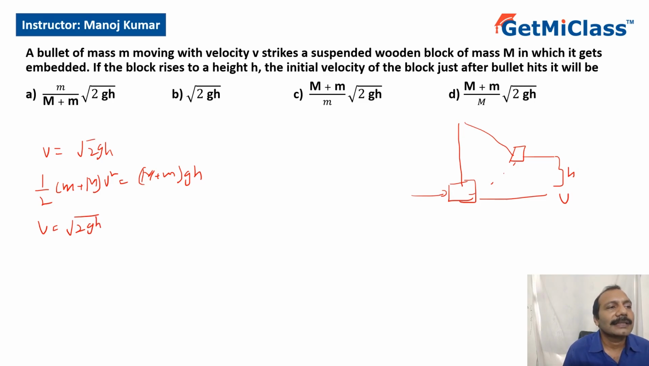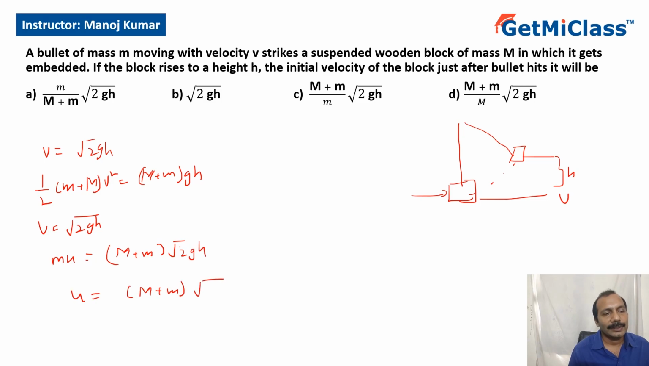Now what does it say? Now let's use conservation of momentum. If u is the initial velocity of the bullet, then m into u should be equal to (M plus m) into root 2gh. So from this, what is u equal to? It is (M plus m) into root 2gh by small m. Again, when we have questions of this kind, be careful about capital M and small m. So capital M plus small m by small m into root 2gh. So the right answer for this is option C.